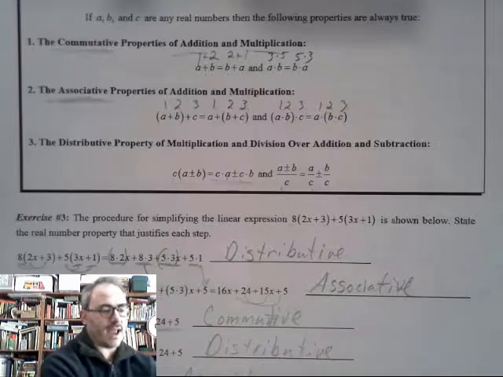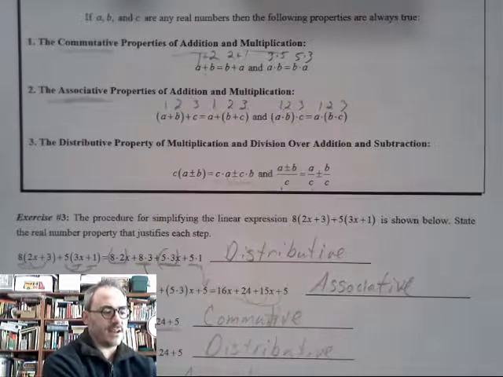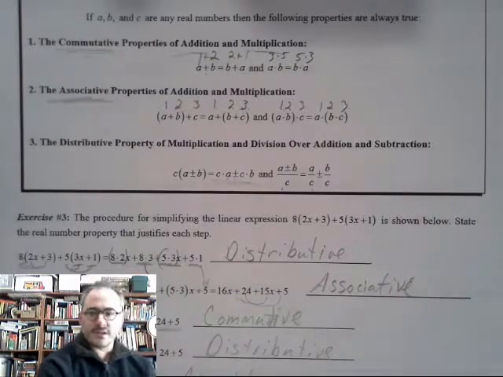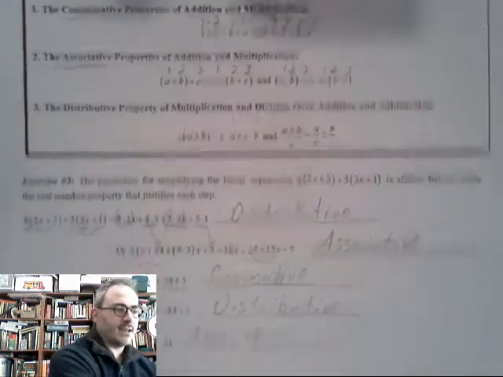So this is associative because I'm adding these parentheses, making this 29. That's all the steps, all the properties of real numbers which are used to simplify this expression.